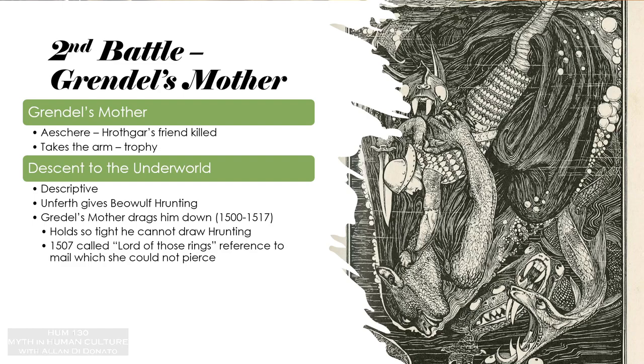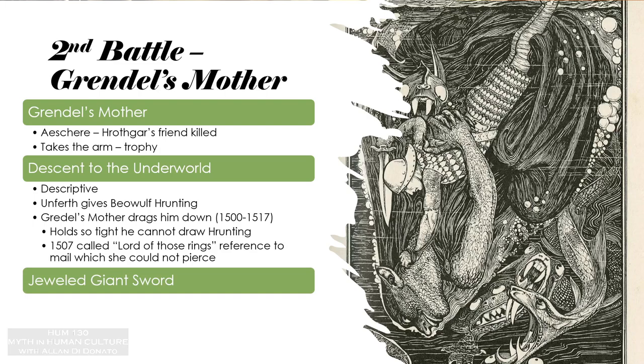In the combat, the sword that Unferth gives him is not effective. It breaks. He needs to find another weapon, and he luckily does, because in her cave there are these things up on the wall. One of them happens to be this giant sword, this jewel-hilted, wonderful blade that ends up being powerful enough to dispatch Grendel's mother, which he does. He kicks down the sword. He kills her pretty quickly, and then he cuts off the head of Grendel. Grendel's body happens to be there, and he's going to take this back up.